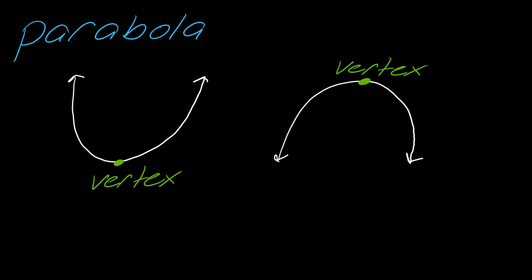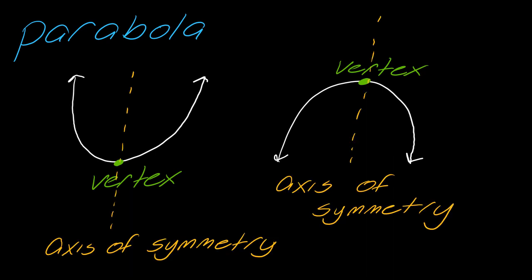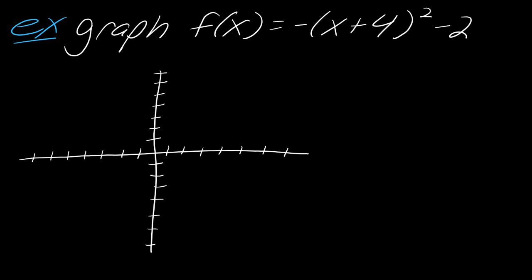The highest or lowest point is known as the vertex, and then there's an invisible line that technically cuts through that parabola perfectly, and then it's symmetric on both sides. That's known as the axis of symmetry. I've talked about this in some other videos, but just briefly to refresh your memory, if you've been going through my series, then this should be familiar to you.